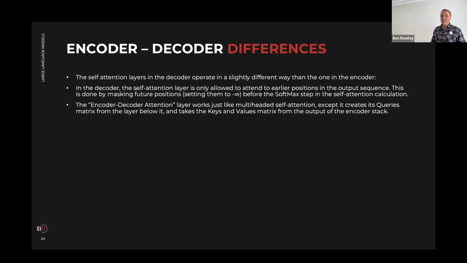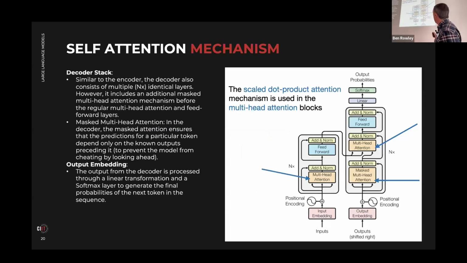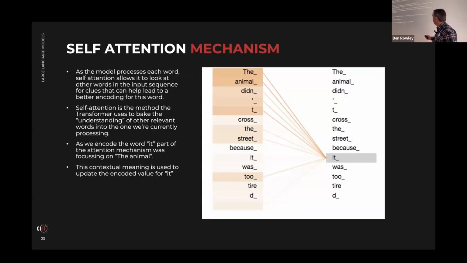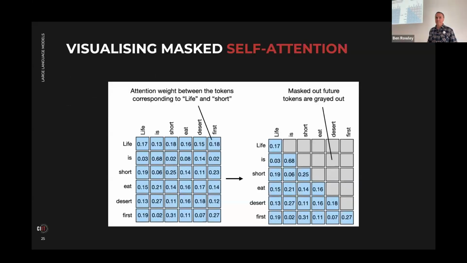The encoder-decoder attention layer works just like multi-headed self-attention, except it creates its queries matrix from the layer below it. If we go back again, we can see that here. It's taken its vectors from here, from the output embedding. So, that was a lot of information.